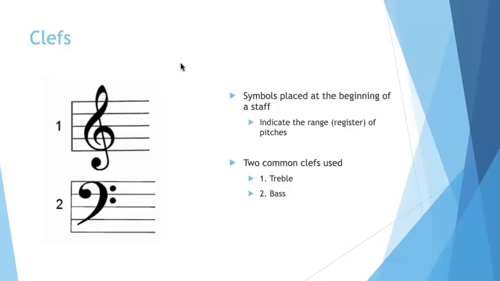Pictured here are 2 of the most common clefs. Even if you've never read music before, you've probably seen these 2 clefs somewhere before. The first one is called the treble clef, or it's nicknamed the G clef. The second one is nicknamed the bass clef, or the F clef. There are many other clefs, but these are the most common 2. In this video, we're going to be learning how to identify the notes with the treble clef.